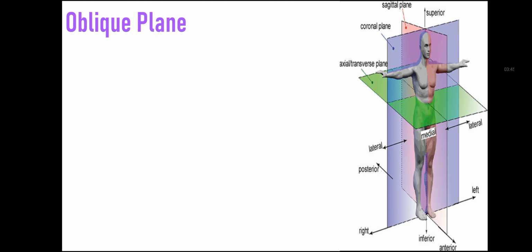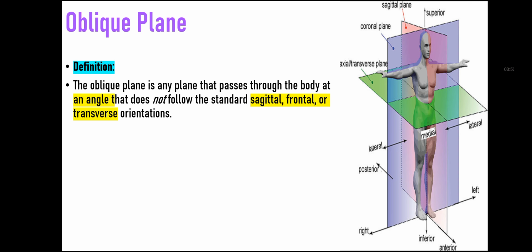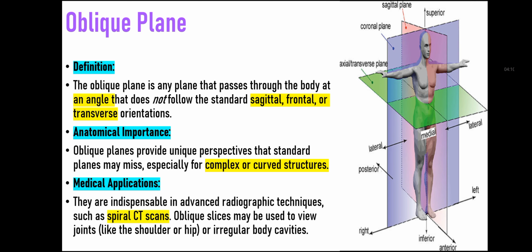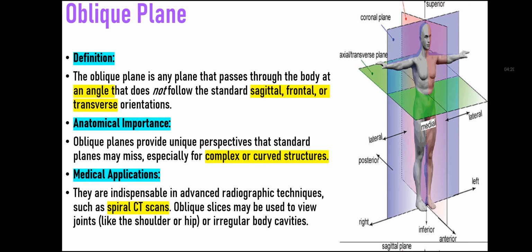Now let's talk about the oblique plane, that is also called an accessory anatomical plane. Definition: an oblique plane is any plane that passes through the body at an angle that does not follow the standard sagittal, frontal, or transverse orientation. Anatomical importance: the oblique plane provides unique perspectives that standard planes may miss, especially for complex or curved structures. Medical application: they are indispensable in advanced radiographic techniques such as spiral CT scans. Oblique slices may be used to view joints like the shoulder or hip or irregular body cavities.